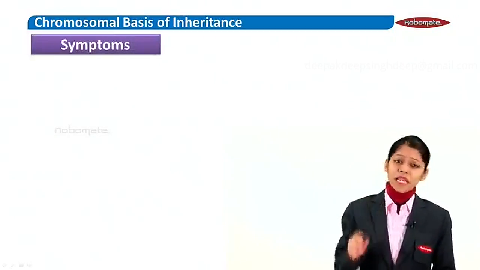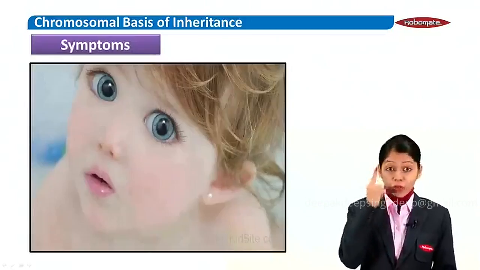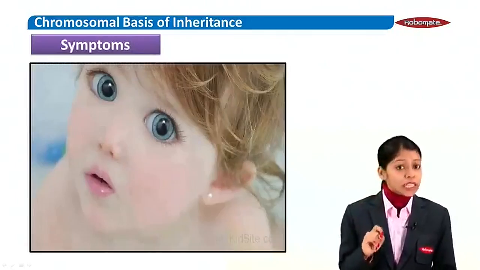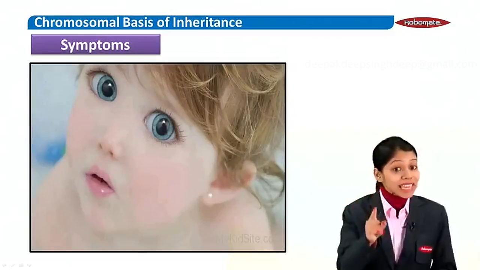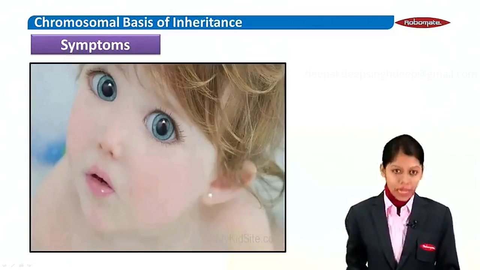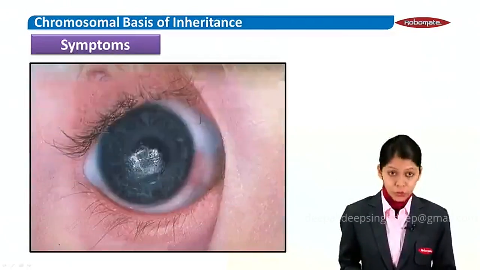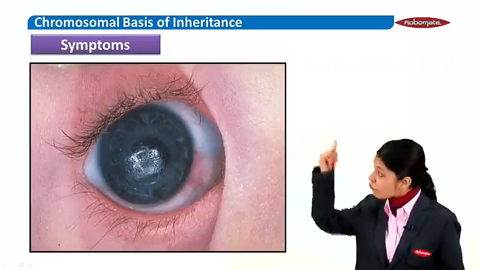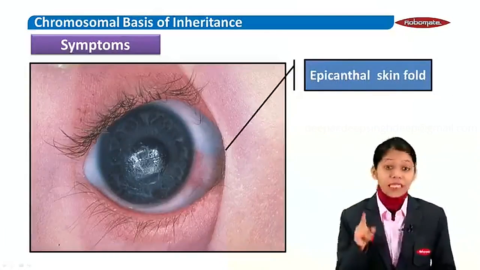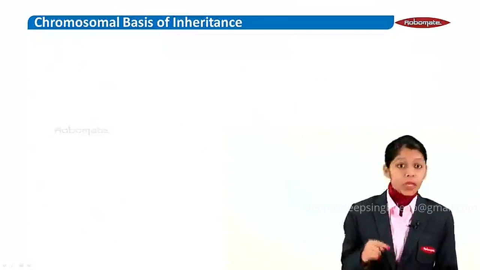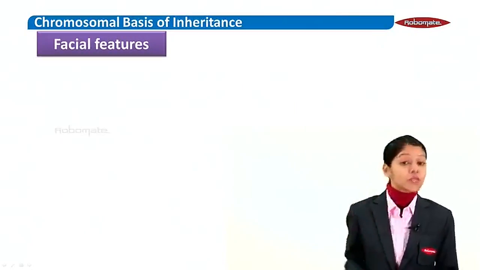Now, what are the symptoms related to it? The first symptom: you can see that in case of a normal eye, there is no skin fold seen. As you can see over here, there is no skin fold near the corner of the eye. In case of people suffering from Down syndrome, there is a peculiar fold that is seen, and that is called the epicanthal skin fold.